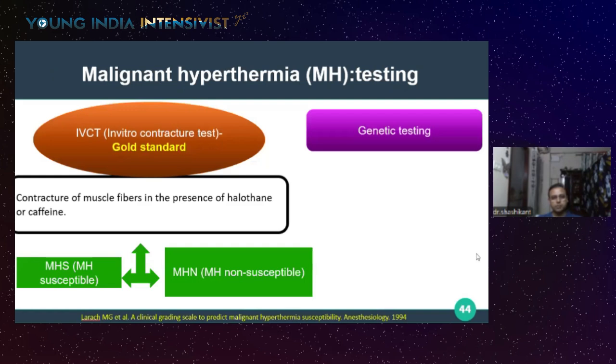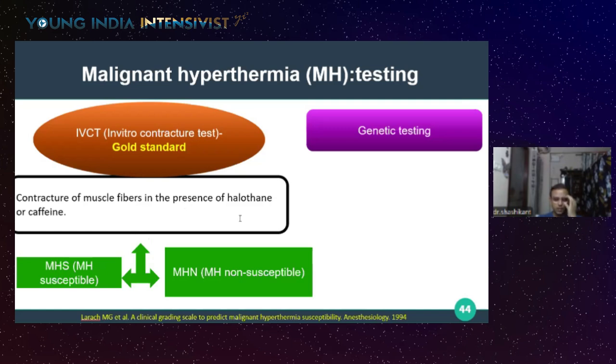So how do we test for malignant hyperthermia? The gold standard being the in vitro contracture test. So what is done here is that we take a muscle biopsy and we look for contraction of muscle fiber in presence of halothane or caffeine.